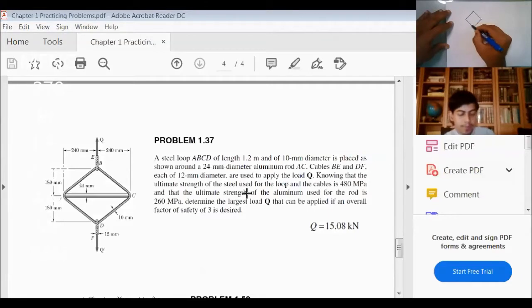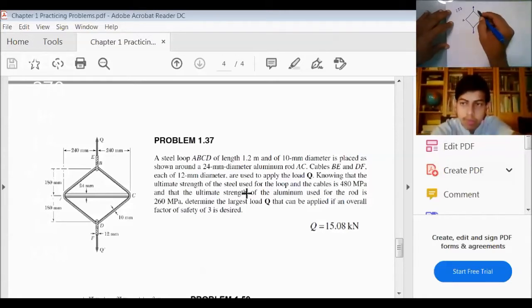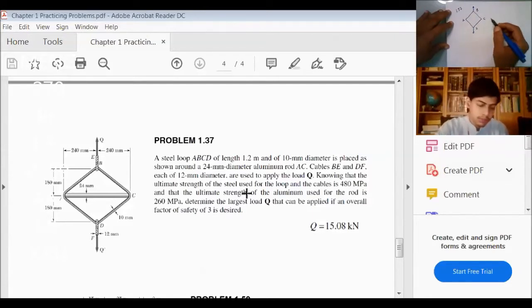So this is the loop we are supposed to solve, problem 1.37. Still loop A, so this is point A, B, C, D, of length, then the length is 1.2 meter.